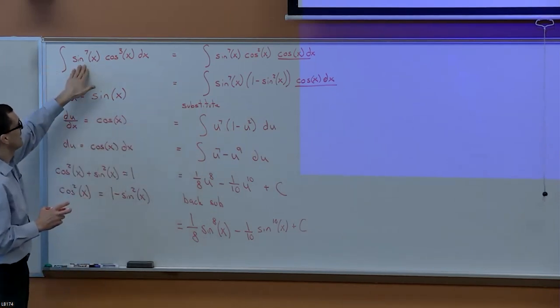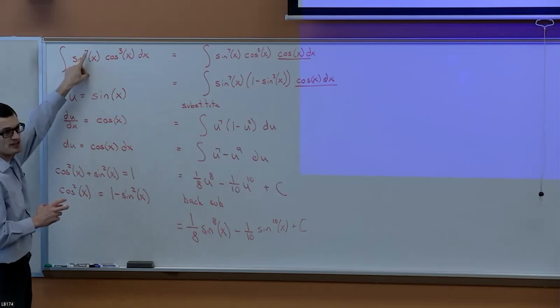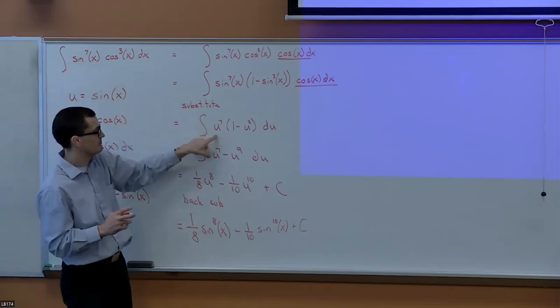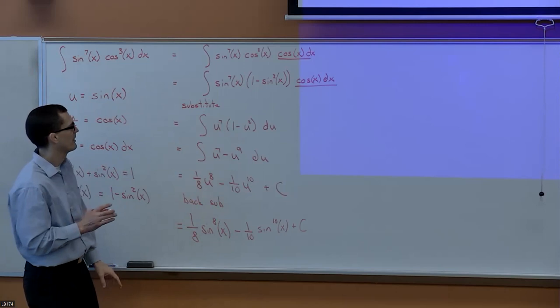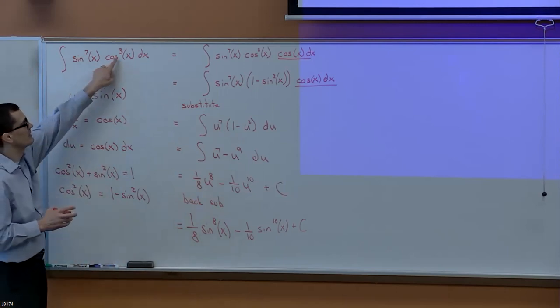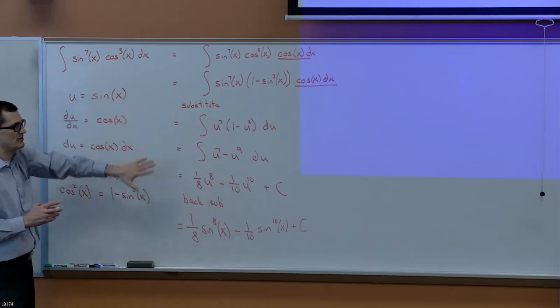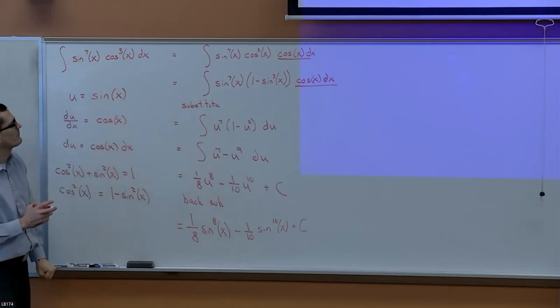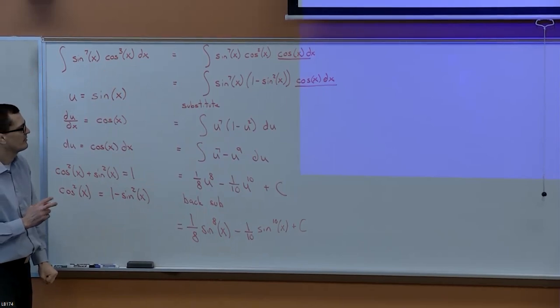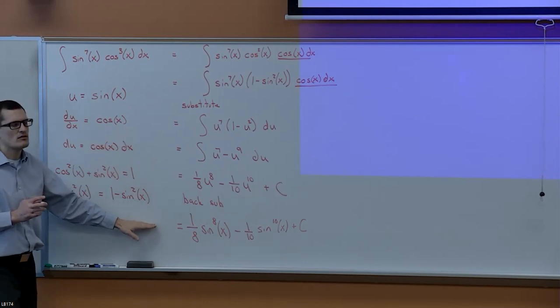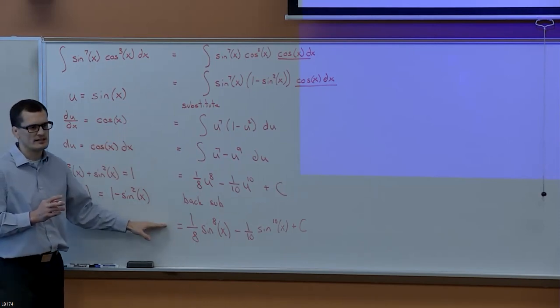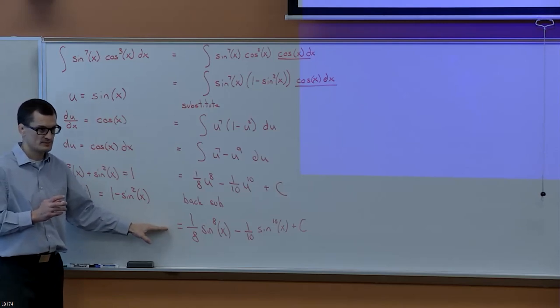But you're right, if this were sine to the 93rd, it would look the same, except this would end up as a u to the 93rd. And so you'd end up with that same kind of pattern. But I don't want to get too broad, because if you go cosine to the 5th, then that pattern will break down. Any questions about this? Now, like I said, this was actually the easier way to do this.